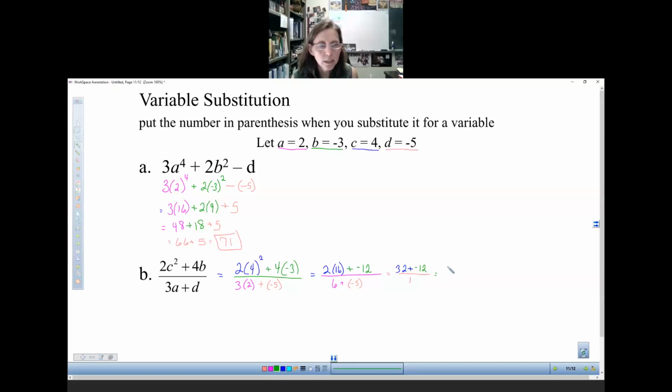And this is going to give me 20 over 1. Do not ever leave your answer as 20 over 1. That is awkward. We don't like 1 in the denominator. It's just weird. Things don't stand well on that little 1. They don't balance well, so we just get rid of it. My final answer is 20. That was fun.